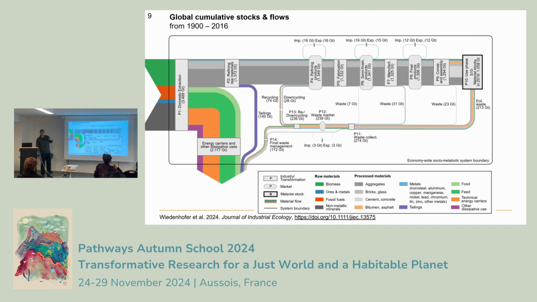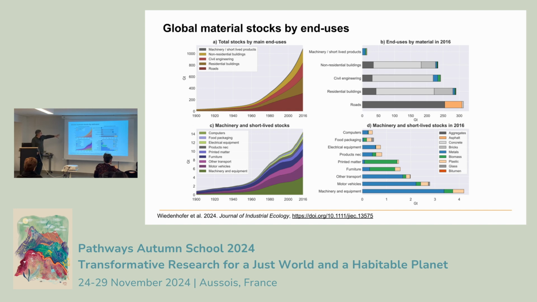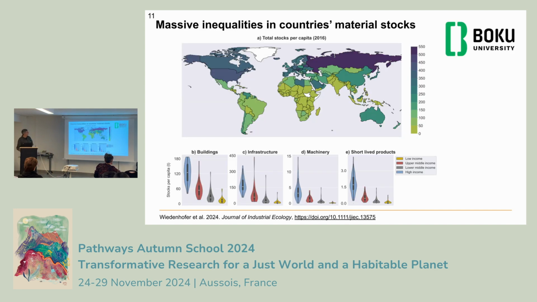So this is thinking about the circular economy at a level which is usually not done, right? So, and you get results like that. So the total stocks by main uses, machinery, non-residential buildings, civil engineering, and so on. Can't go too much into that. And machinery, short-lived products, note there is this 2 orders of magnitude less. Most of it is the buildings, right? The built structures, not the buildings alone, the built structures, road and stuff, yeah?